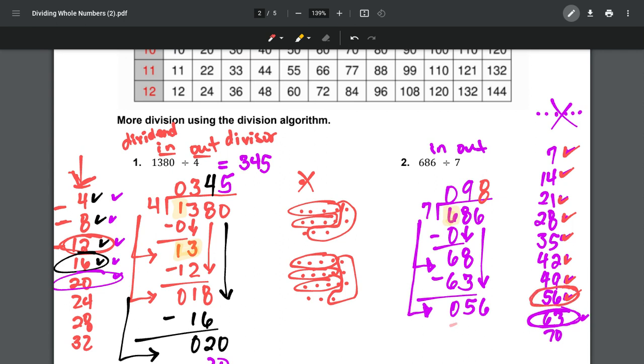That number you circle is what you subtract, guys. You get a remainder of 0. So you have nothing left to bring down, so the answer is 98. And that's all you do.